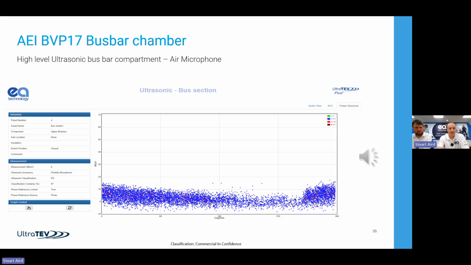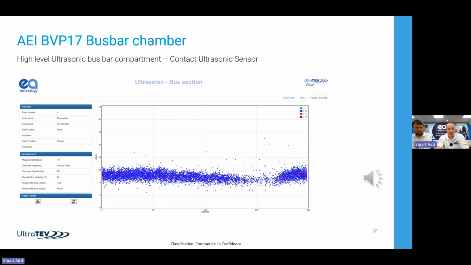So we did also use the contact probe on the same box. I'll just play that for you so it's quite clear.